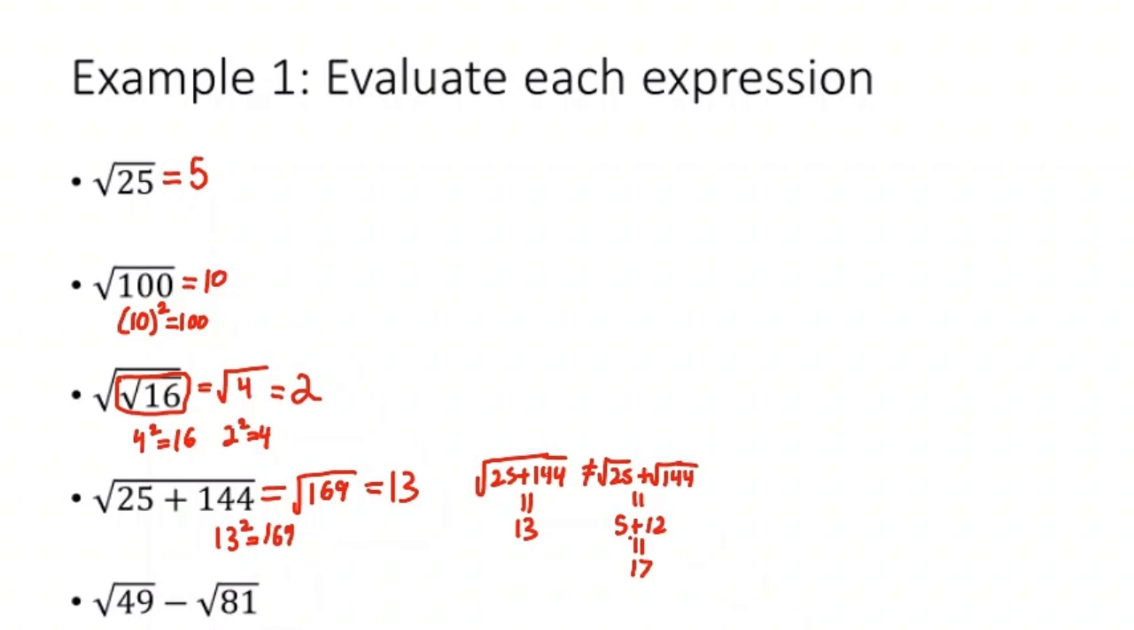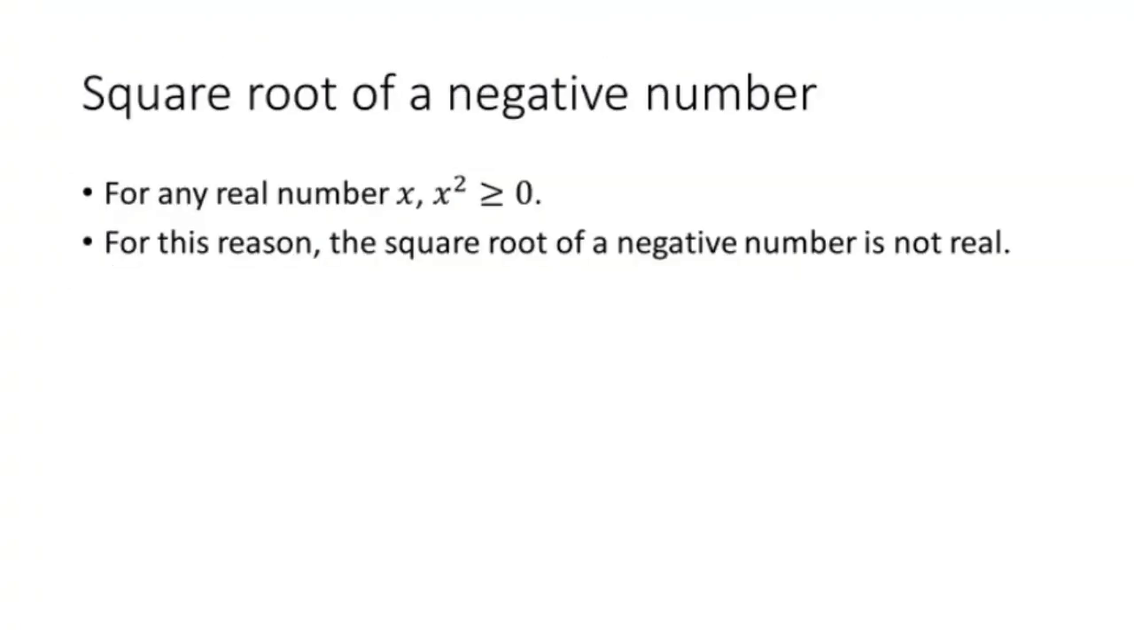Next, we'll do the square root of 49 minus the square root of 81. Evaluate the square roots first. Square root of 49 is 7, square root of 81 is 9, and 7 minus 9 is negative 2. One thing you have to be careful of is trying to take square roots of negative numbers. Keep in mind that for any real number x, when I multiply x with itself, I'm multiplying two numbers of the same sign, which means the product can never be negative. If x is 0, 0 times 0 is 0. But if x is negative or positive, well, positive times positive is positive, and negative times a negative is positive. So for that reason, x squared is always greater than or equal to 0. For this reason, the square root of a negative number is not a real number. There is a concept of taking the square root of a negative number, and we're going to see that later, but it will not be a real number.